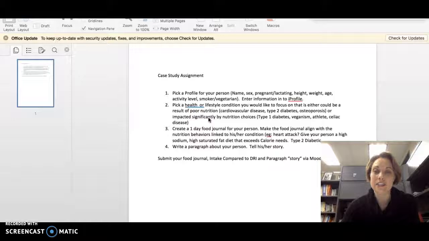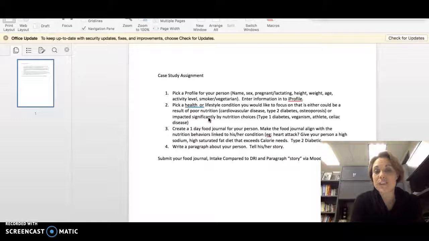You want to pick a condition that is either maybe a result of poor nutrition, so maybe something like cardiovascular disease or something like type 2 diabetes or osteoporosis, or something that's really affected by nutrition choices. So maybe you pick a lifestyle like veganism, maybe you pick something like celiac disease or Crohn's or something like that. And then the fun part is you're going to think about what would this person be eating, right? So what's this person going to eat? And create a one-day food journal for your person.